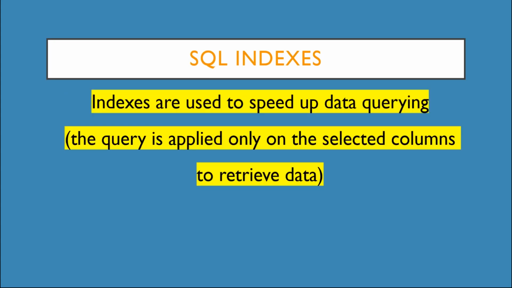Then we have the indexes. Indexes are used to speed up data querying. The query is applied only on the selected columns to retrieve data. For example, if we have a big database and a big table which has a lot of fields, a lot of columns, you can create an index and select some columns that are mostly used by the data analyst. So by using indexes, you will only retrieve data from the selected columns, and you will gain time because you are not going to analyze all the data set or all the table.